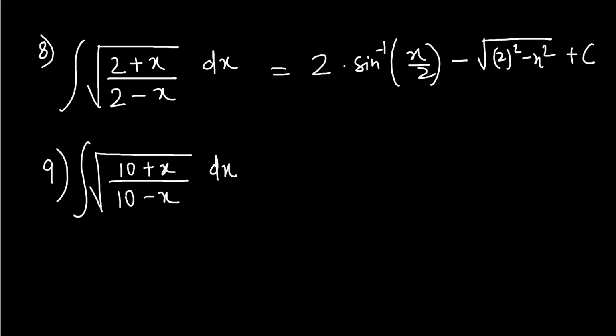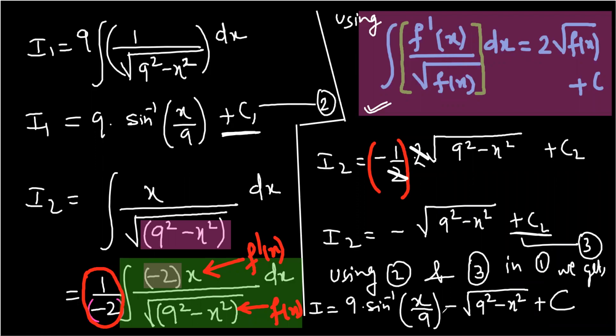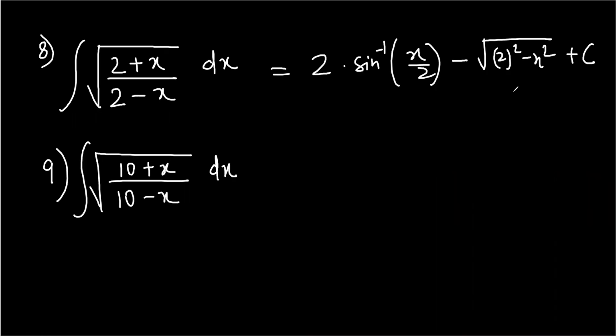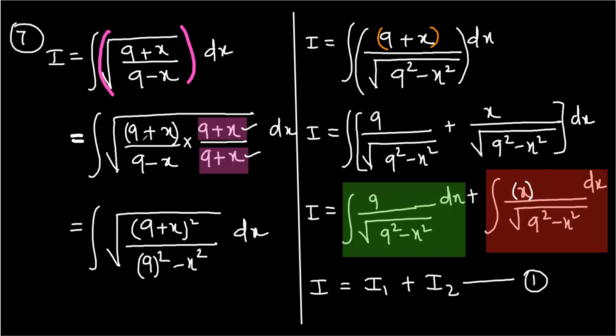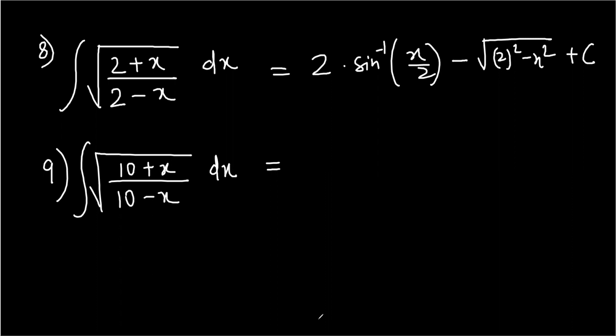You understand that like here you had 9 everywhere. In this you will have 2 in the answer, and here in the answer you will have 10, because everything else is the same in the question: 2 plus x upon 2 minus x, 10 plus x upon 10 minus x. And the question that we solved was 9 plus x upon 9 minus x. So nothing has changed except the numbers. These two problems you will try. These are quite important questions, so you should try them all.